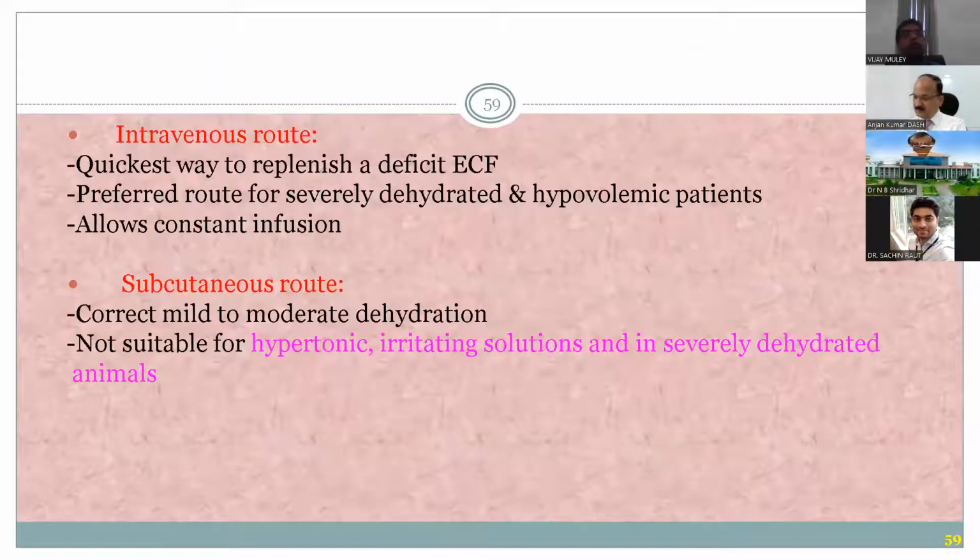And the intravenous route is one of the quickest ways to replenish the extracellular volume and is the preferred route for a severely dehydrated animal. And of course, with the subcutaneous route, a large quantity of fluid cannot be directly administered, and it's not suitable for hypertonic, irritating solutions and severely dehydrated animals, because in severely dehydrated animals the fluid circulation is very, very less. Hence, it is not suitable.